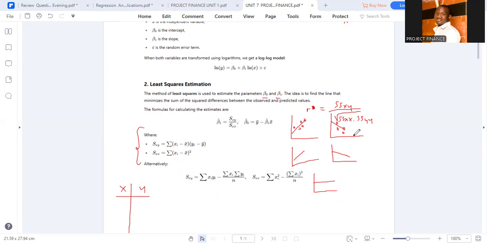So if you're dealing with sales and advertising, the extent to which sales are affected by advertising is measured by R squared, which is the coefficient of determination. So if your R squared is 0.8167, this means that 81.67% of Y is because of X. So it measures causality, how the variables of X affect the variables of Y.